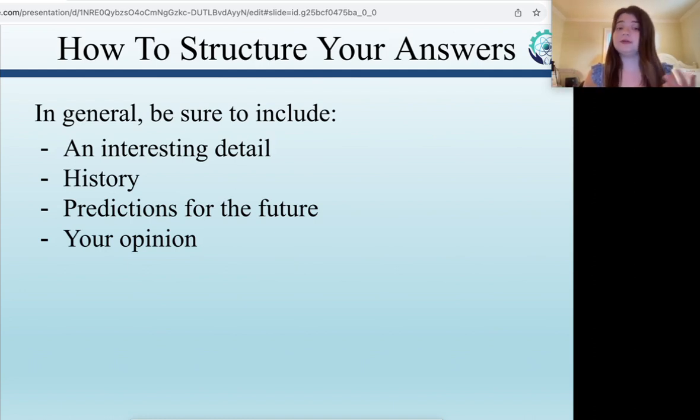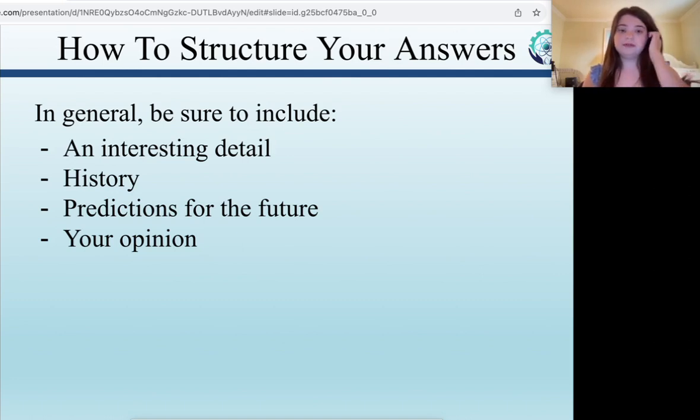So let's talk about how we want to structure our answers, because usually the questions technically could be answered in a word or a sentence or two sentences, but we don't want to just answer with a word or two. We want to answer in full sentences first of all, right? And we also want to make sure that we're including good relevant information.